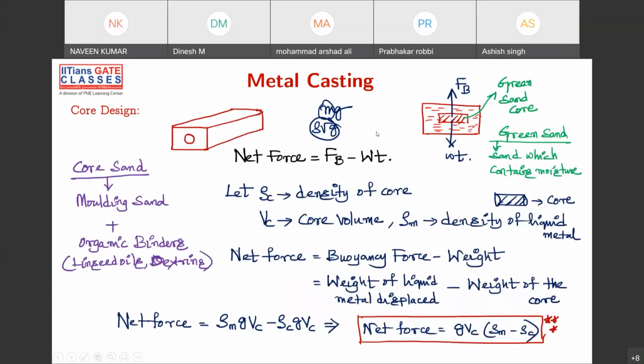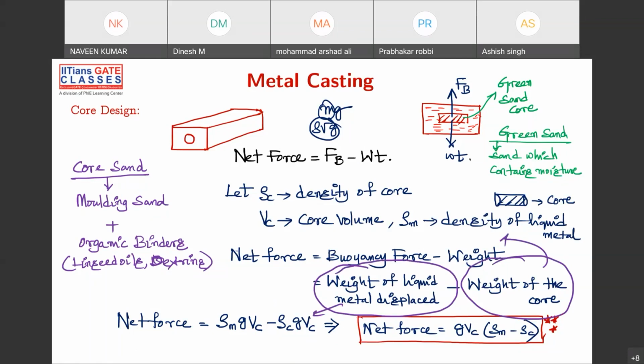So this is the net force that is acting on the core: buoyancy force minus weight of the core. Buoyancy force is in the top direction and weight will be in the bottom direction. So that is the net force. What is buoyancy force? Buoyancy force is nothing but the weight of the liquid metal displaced, right? And minus the weight of the core. This is the buoyancy force, and this is the weight.